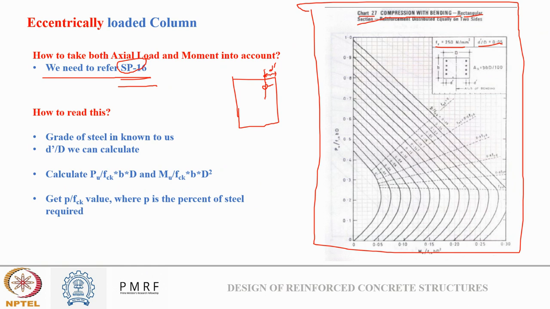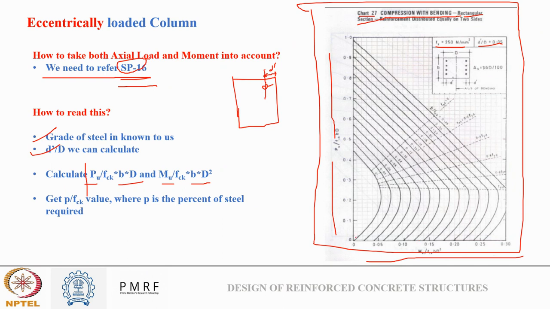Okay, so first we need to know the grade of steel. Then we will know the d dash by D ratio. Once we know the grade of steel and the d dash by D ratio, we know the load and the moment that is acting, and the dimensions of the column if we can assume. Based on that, we will calculate these two factors, Pu upon fck b D square and Mu upon fck b D square. Now this would be on my y-axis the Pu value and the Mu value I will look on the x-axis.